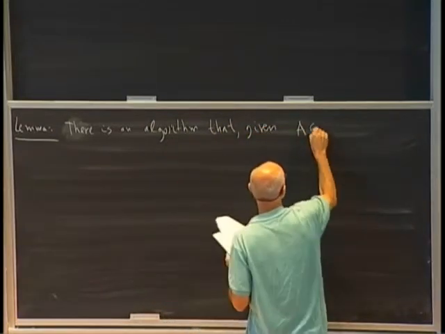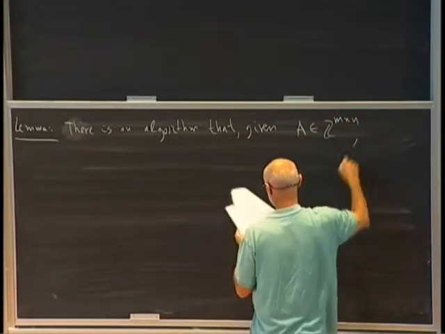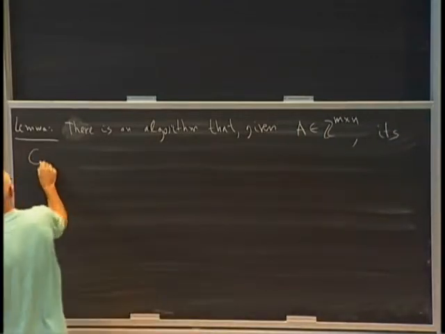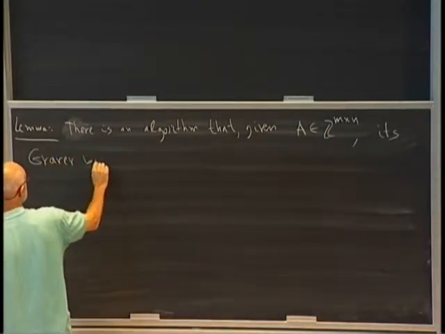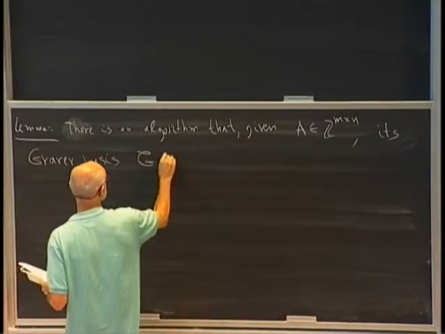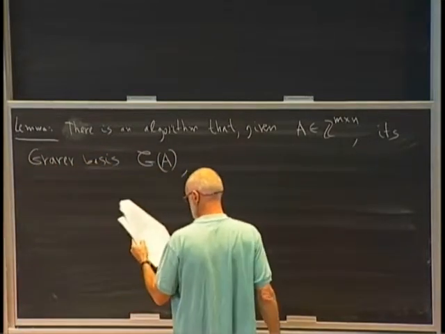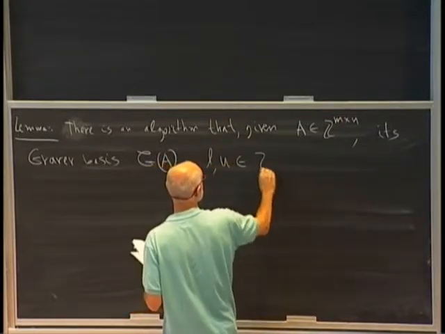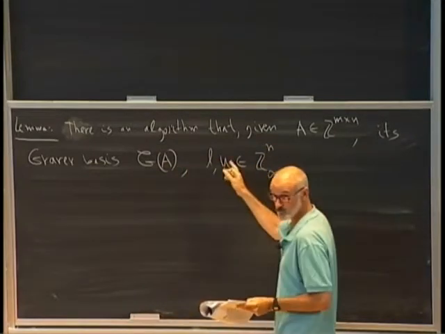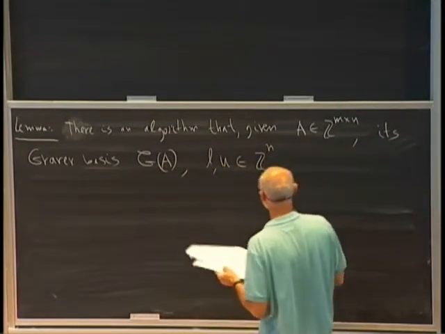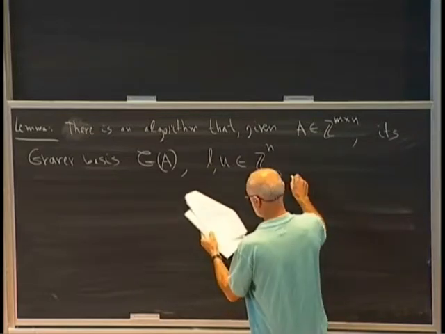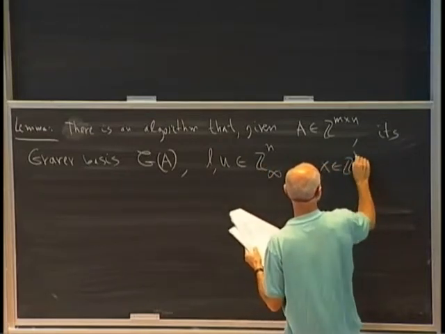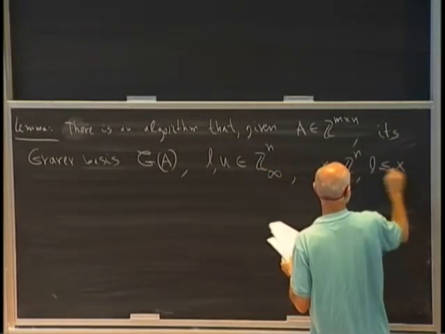Given an integer m by n matrix A, its Graver basis, which for the time being is part of the input, G(A), a set of vectors in n dimensions. Then lower and upper bound vectors, where some of the entries may be plus or minus infinity, so there are no bounds on these entries. And some feasible point which satisfies the bounds.